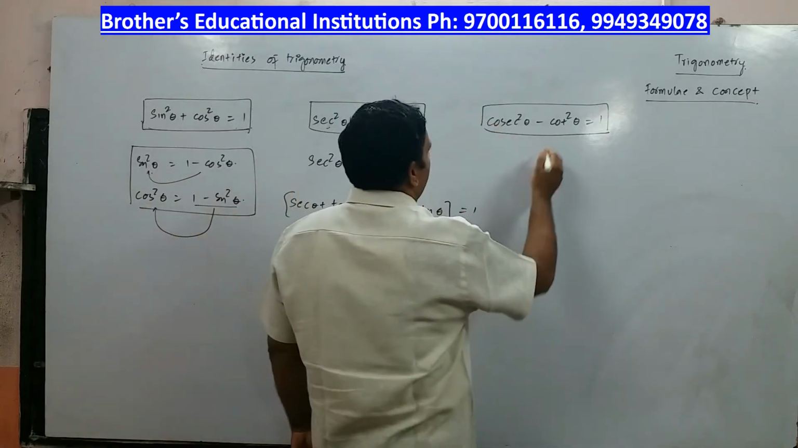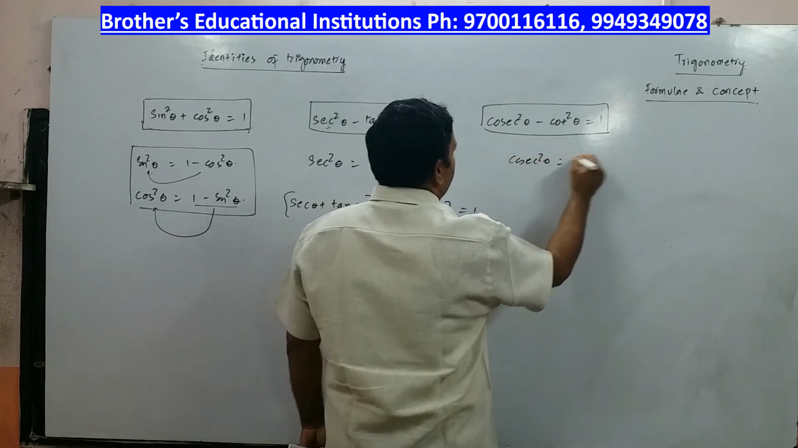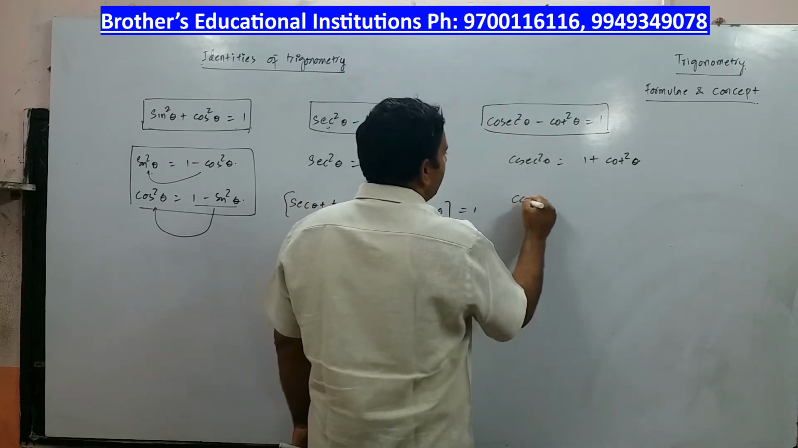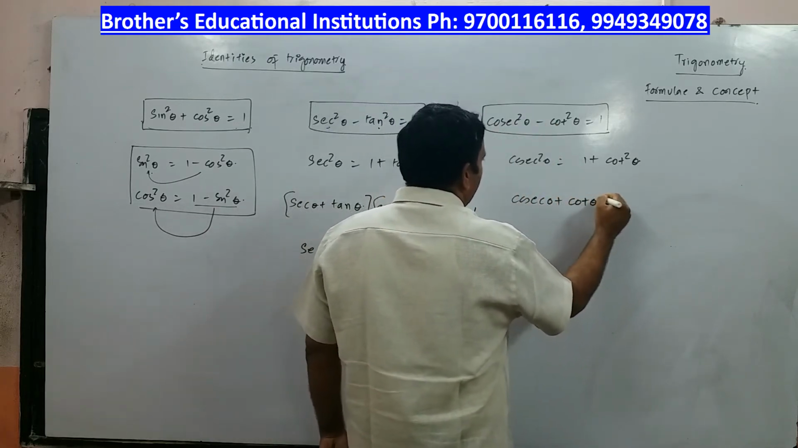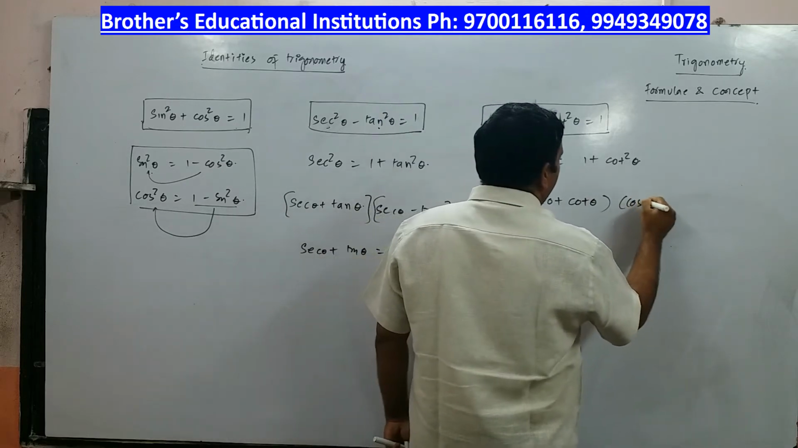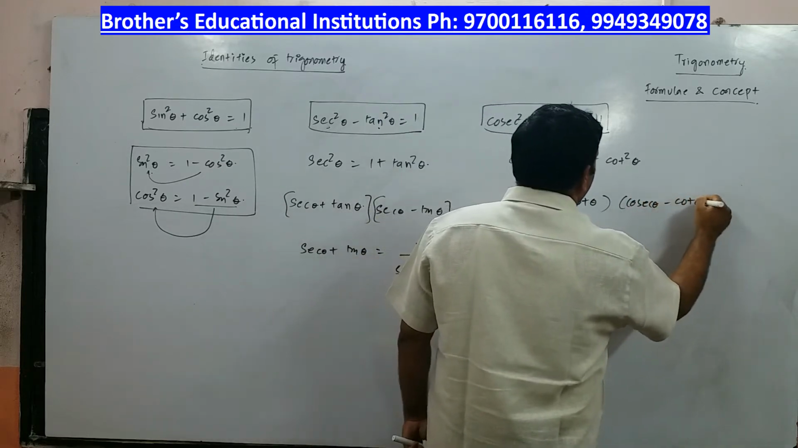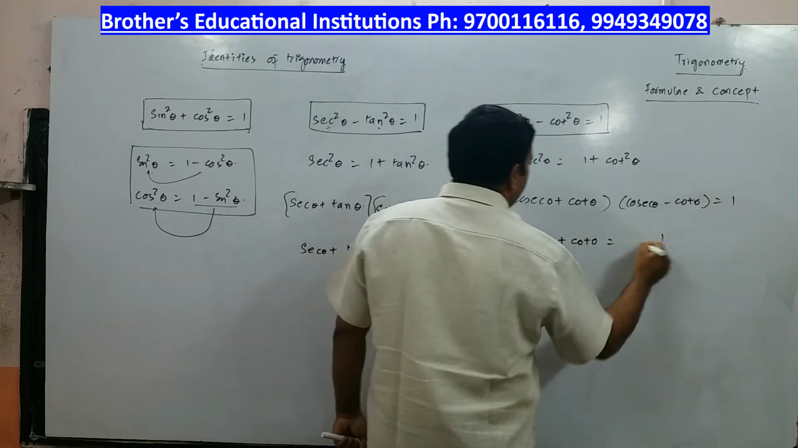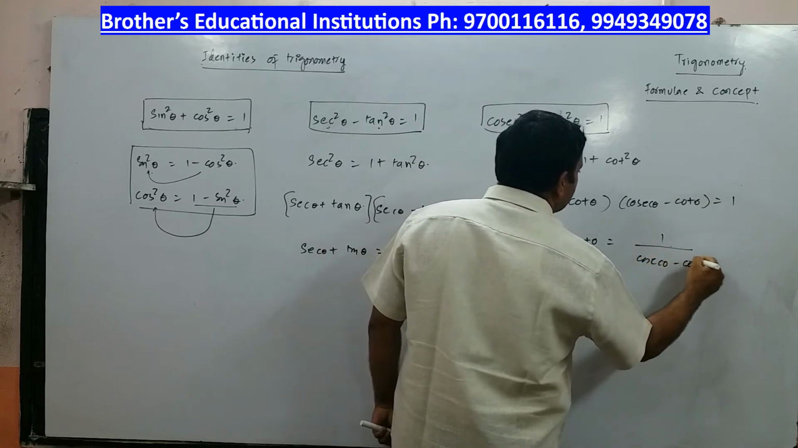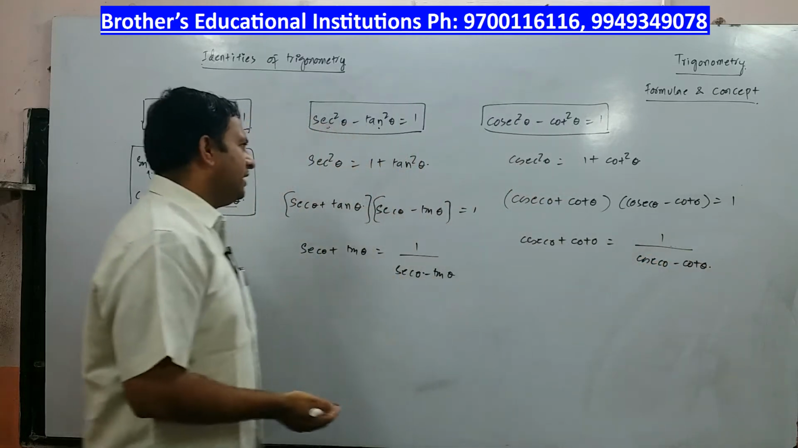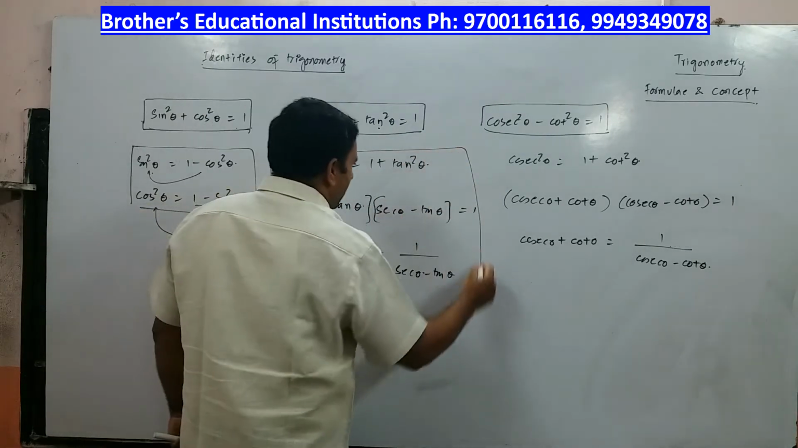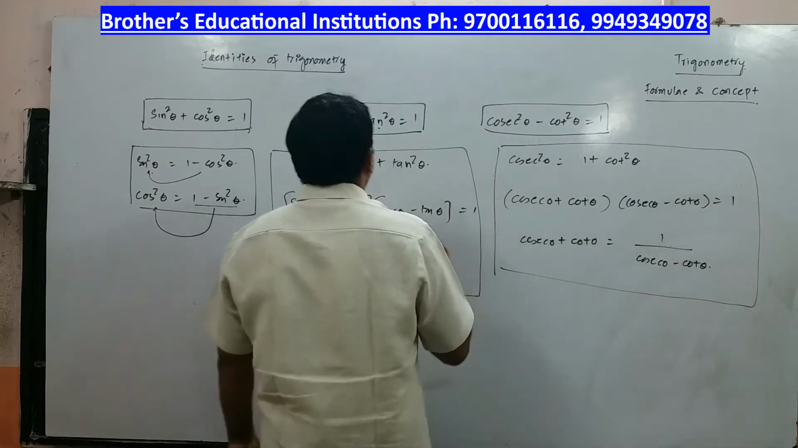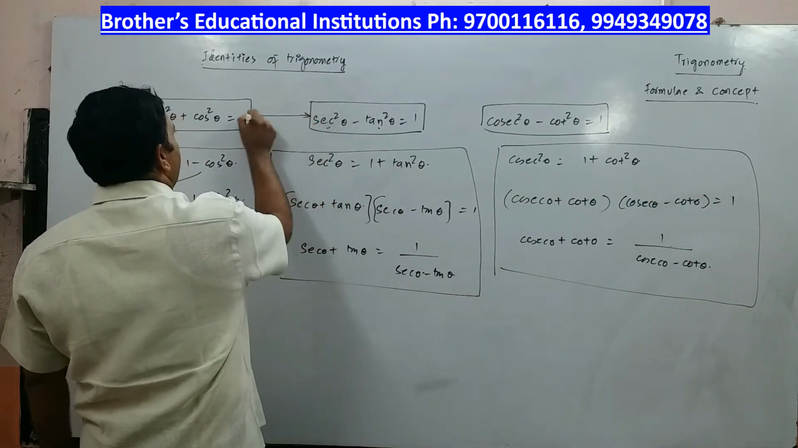Similarly, this is also there. Cosecant square theta can be written as 1 plus cot square theta. Alright, or this is of the form a square minus b square, means I can write cosecant theta plus cot theta into cosecant theta minus cot theta is equal to 1. So cosecant theta plus cot theta can also be written as 1 by cosecant theta minus cot theta. In a similar fashion, they are reciprocal to each other. So these are the deductions of these identities, and these are the 3 identities of trigonometry. One has to learn them by heart and be perfect with these identities.